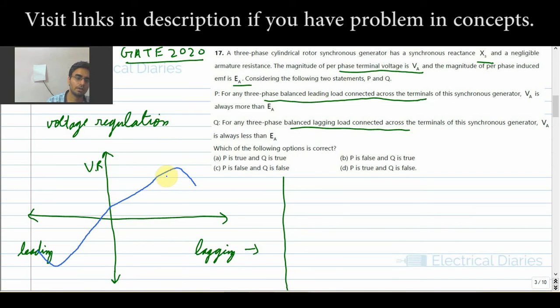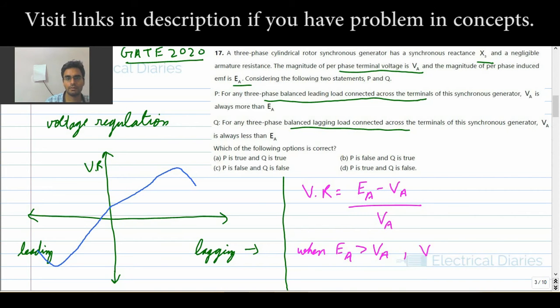Now let me write down the relation of voltage. Voltage regulation is voltage at no load, that is EA, minus VA, divided by VA. So now here I can easily see when EA is greater than VA, VR is positive. When EA is less than VA, VR is negative. So this much we get.